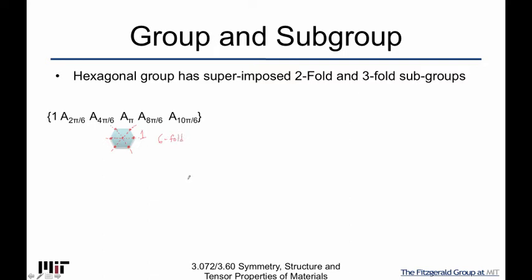Now let's look at, then, I said that we're going to use the example of twofold and threefold. The elements inside a twofold axis are only 2, right?